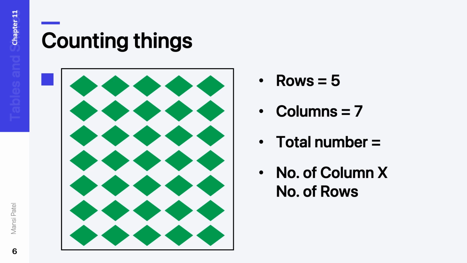How many columns are there? 7 columns are there and 5 rows are there. So do the multiplication: 5 multiplied by 7 or 7 multiplied by 5. Both answers are the same. So 5 sevens are 35. So if you count all these one by one, the total number is 35.